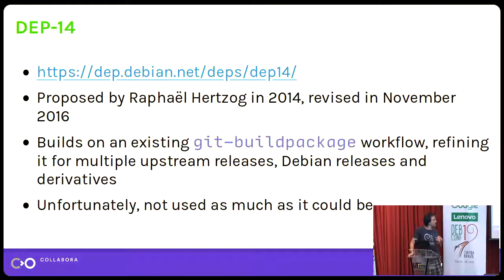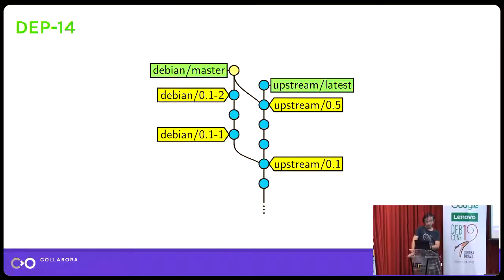So for those who don't know what DEP-14 is, it's a proposal on what we want to put into Git branches when we maintain Debian packaging in Git, proposed by Raphael 5 years ago, and it's basically the same as what git-buildpackage already provides, which is patches unapplied, separate branch. I'll show it on the next picture, and it just defines how we name branches, tags, and other things. And unfortunately, it's not used as widely as I wish it would be. So this is more or less how it looks like.